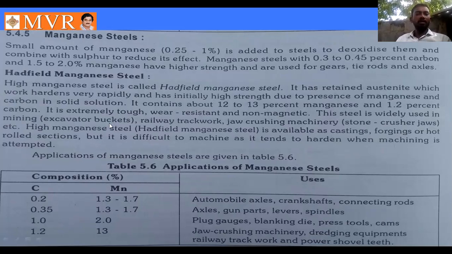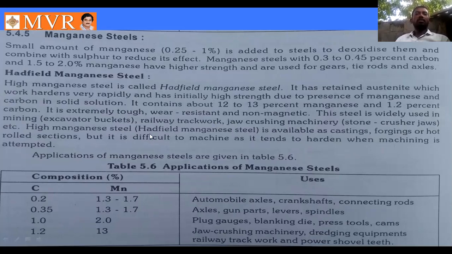Excavator buckets are manufactured by using hard field manganese steel. Railway track work can also use hard field manganese steel, and so can jaw crushing machinery, such as stone crusher jaws. So these are the applications of hard field manganese steels.